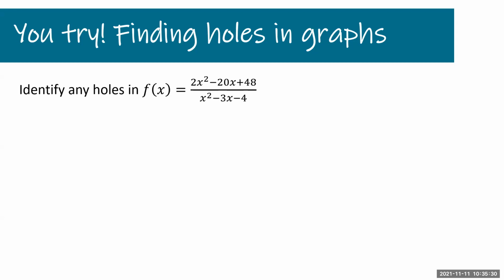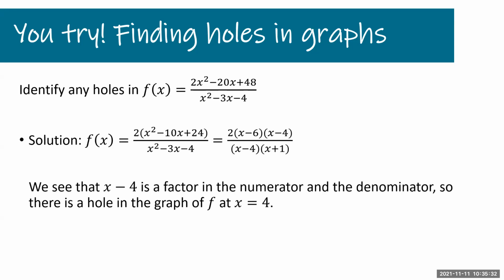So the first thing I did is factor the top would be to take that 2 out. It just makes life easier. Some of you might not do it that way. But if we factor this, we see that we get 2 times x minus 6 times x minus 4 on the top. And on the bottom, it factors to x minus 4 and x plus 1. x minus 4 is on the bottom and x minus 4 is on the top. So we have a hole in our graph at x equals 4.